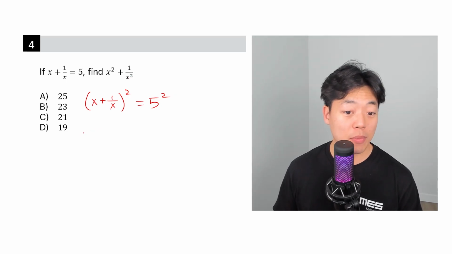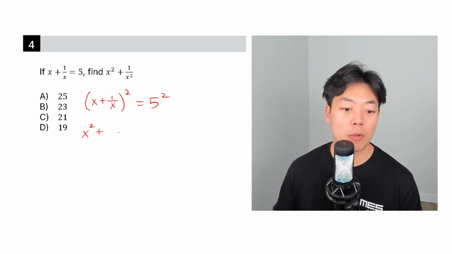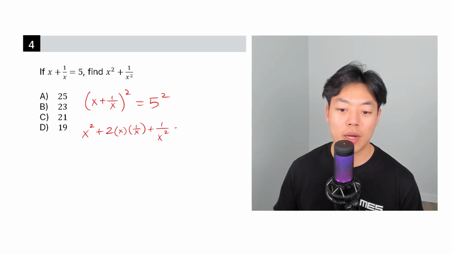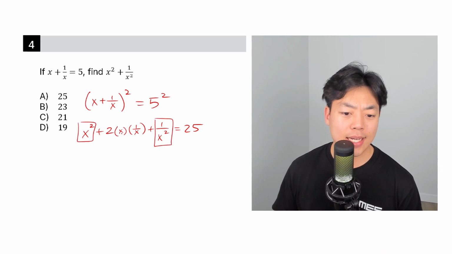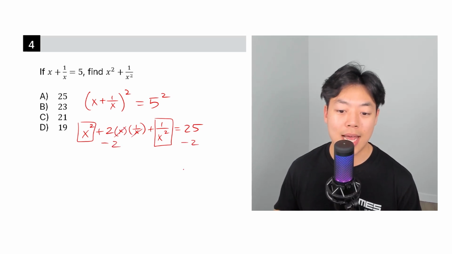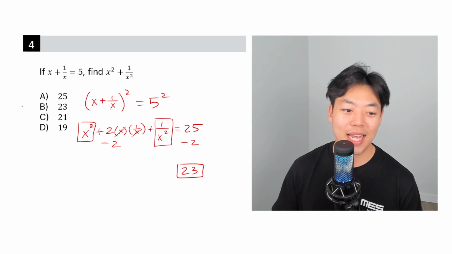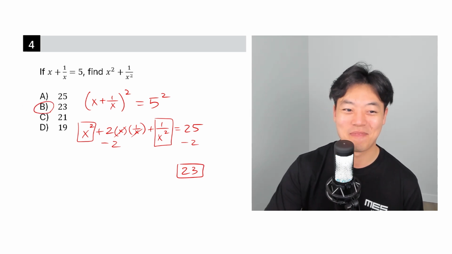However, we must remember when we square two terms, it'll become a squared plus 2ab plus b squared. So 2 times x times the 1 over x plus the 1 over x squared will equal 25. Now this is what we want right here. But 2 times x times 1 over x, the x cancels. So if we subtract 2 from both sides, we're left with 23, and that will be our answer.